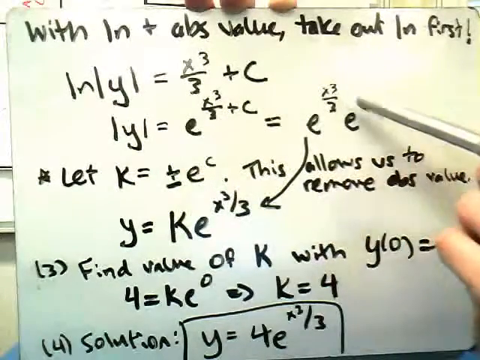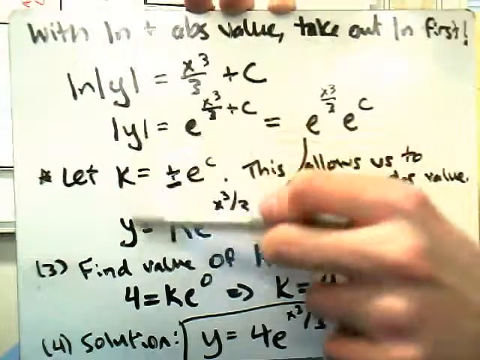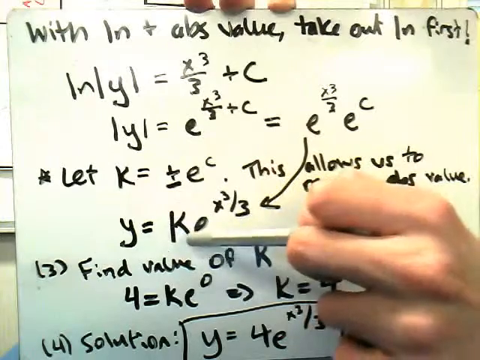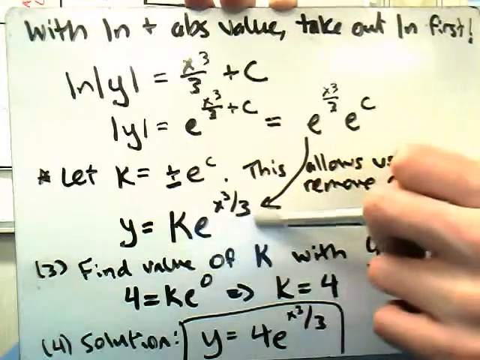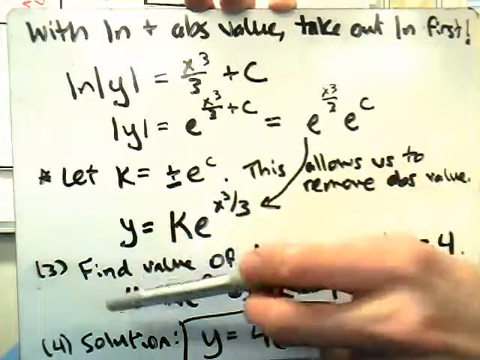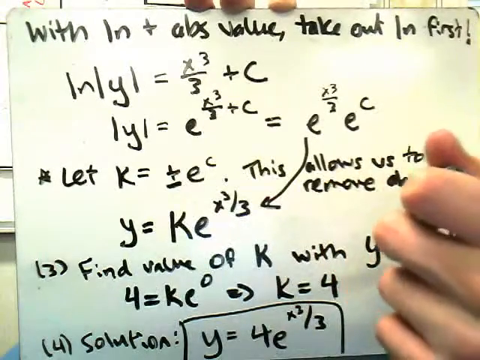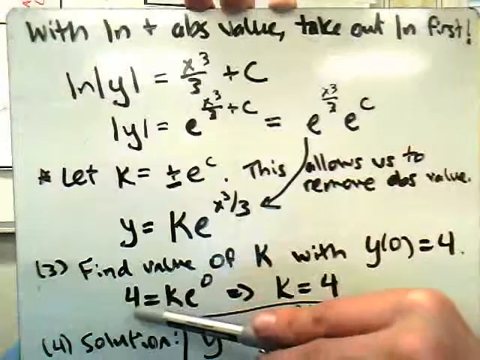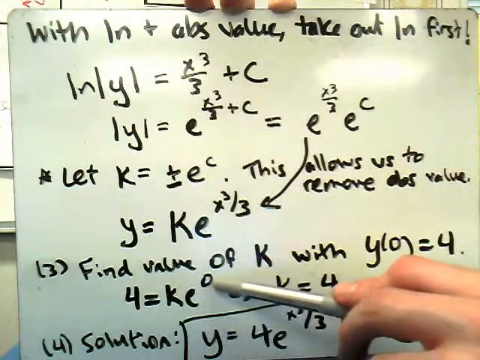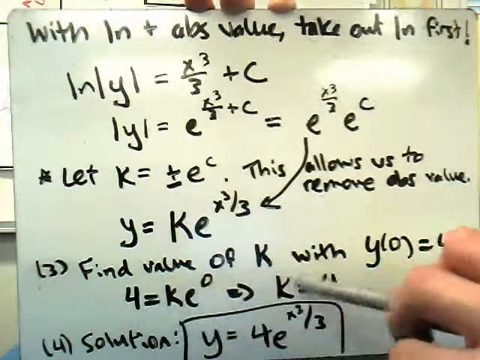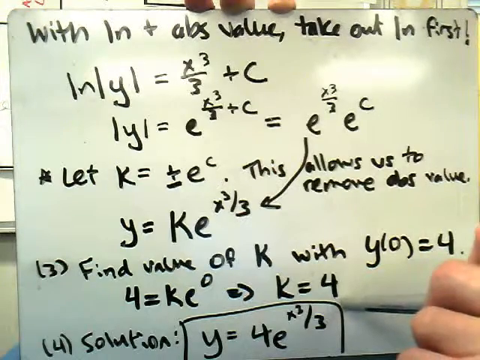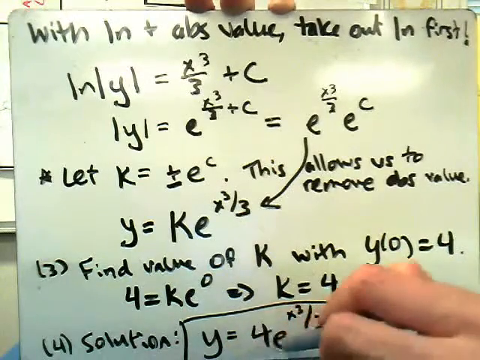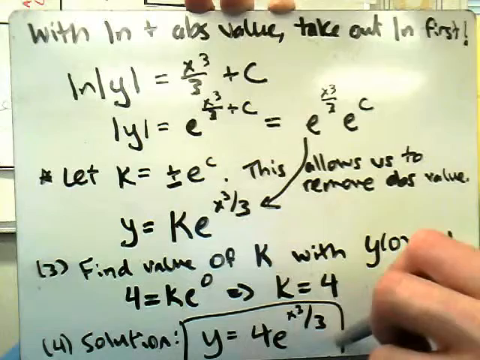In doing so, since plus or minus e to the c was equal to k, we can now rewrite this as y is equal to k times e to the x cubed over 3. We can find the value of k with the fact that y of 0 is equal to 4 by plugging in 4 for y and 0 for x, and we end up with k is equal to 4. So our solution is y is equal to 4e to the x cubed over 3.